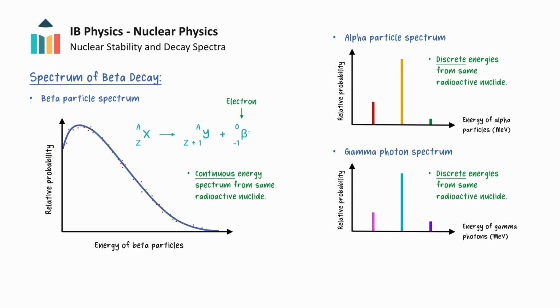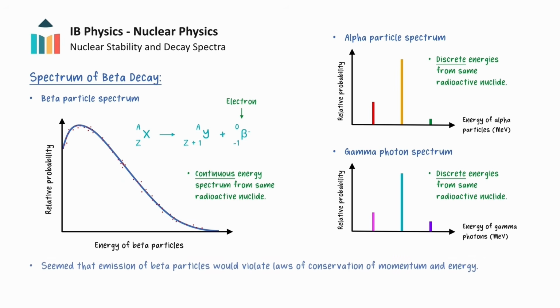This was puzzling for physicists at the time, as it appeared that the emission of electrons would violate the laws of conservation of momentum and energy. To solve this, the existence of a third particle being emitted during beta decay was proposed.